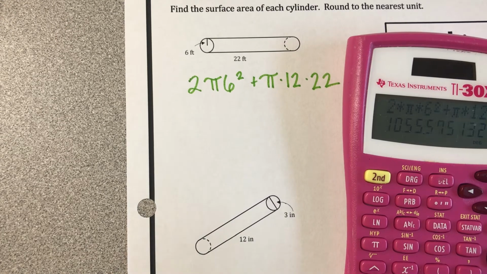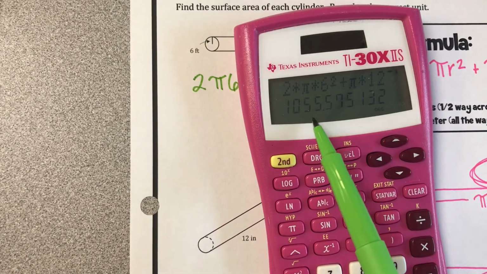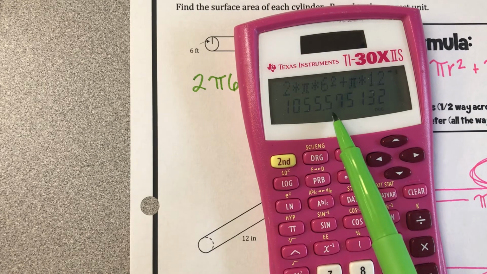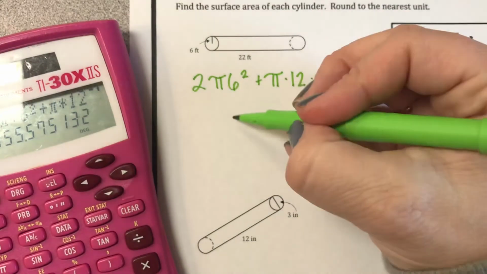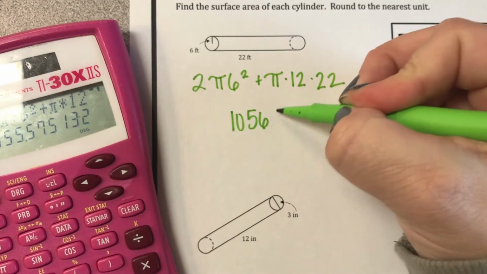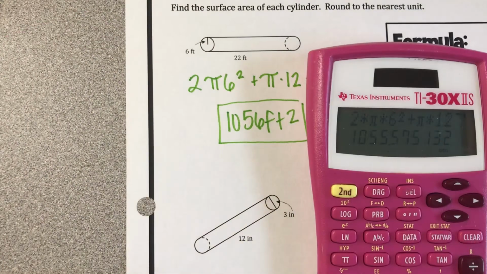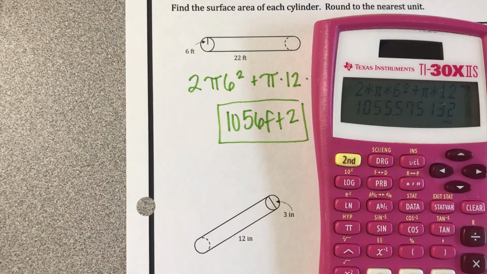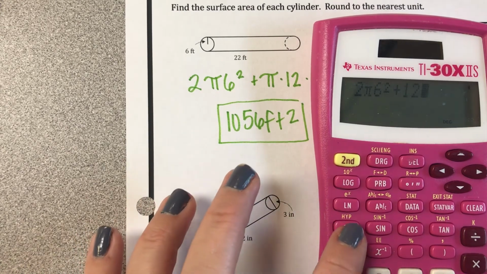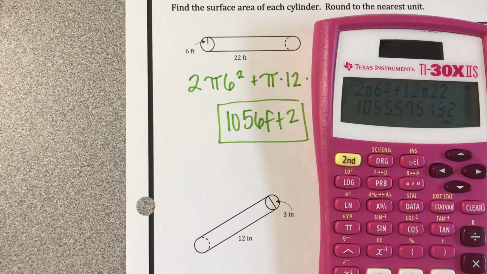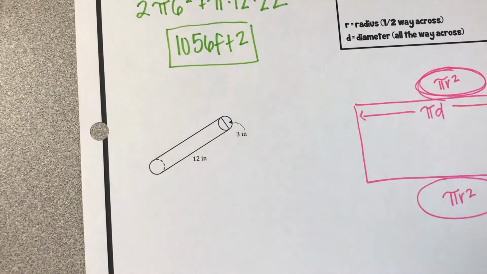We're rounding to the nearest whole number, so if I'm looking at my calculator, I have 1055.5. Is that 5 big enough to round that up? Yes. So 1056 feet squared. Okay, and I always punch it in twice just to make sure I didn't make a mistake. So 2 pi 6 squared plus pi dh. There we go.